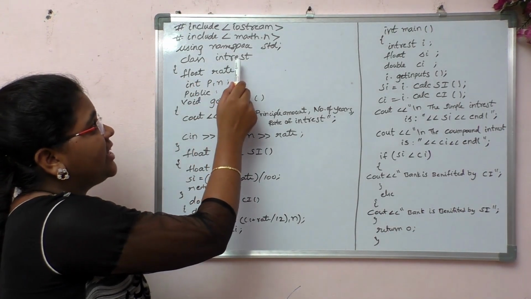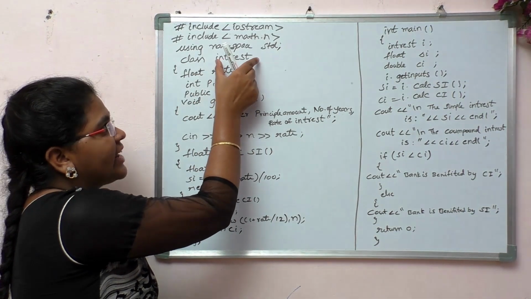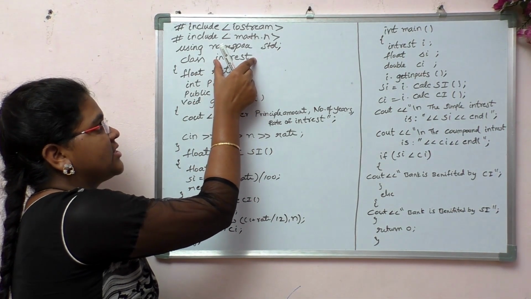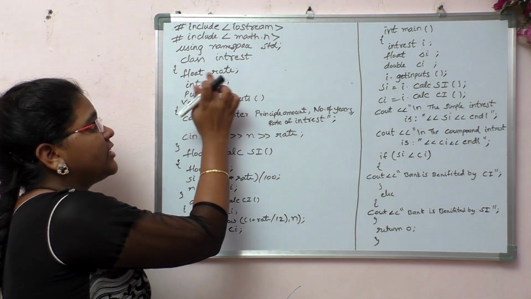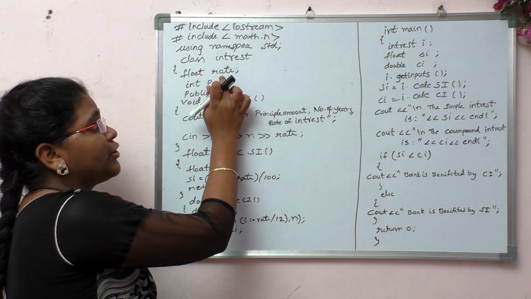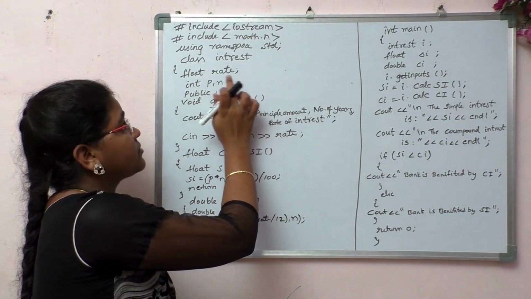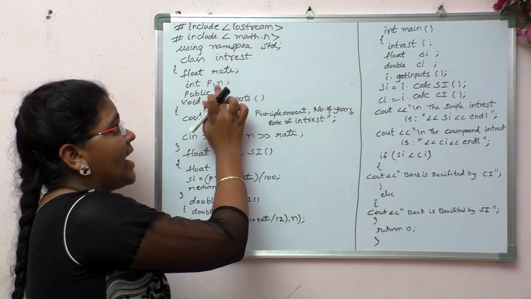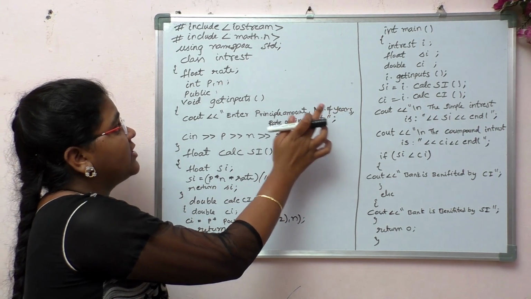Next, class interest. Here we declare a class and the name of the class here is interest. And next, data types. We use data type float rate because here the rate of the interest can be in decimal points also. So int p and n. P is here nothing but the principal amount and n is the number of years.